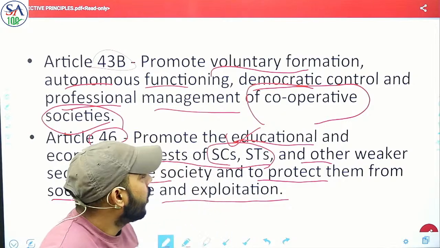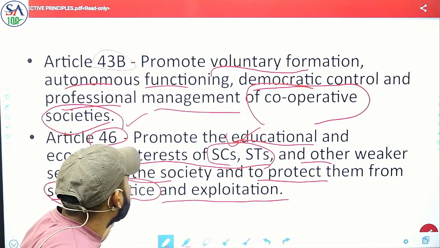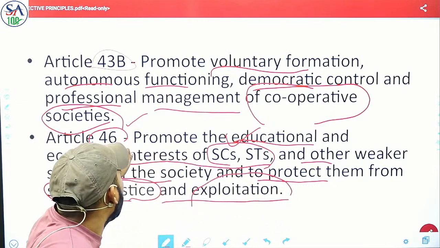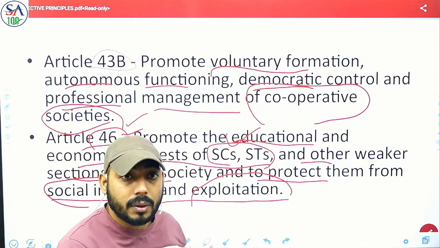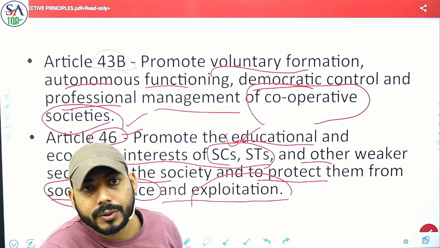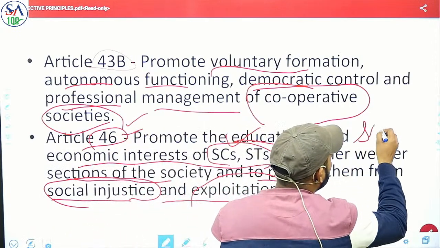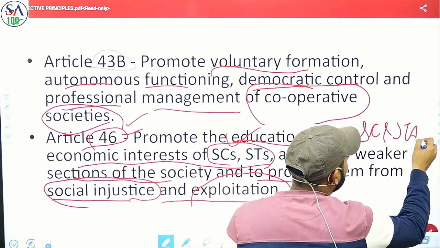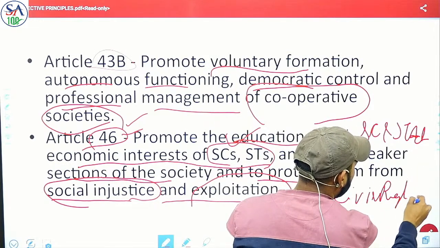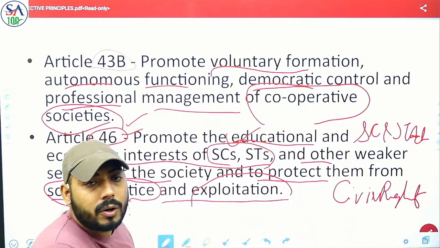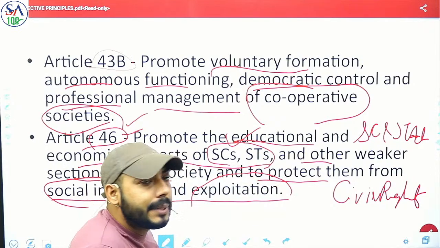In order to remove that discrimination and to save them from social injustice and exploitation, Article 46 of the DPSP directs the state to make rules for their welfare. In this regard, the SC/ST Act and the Civil Rights Act were all enacted to achieve this target or objective.